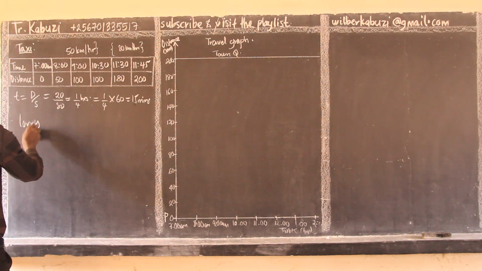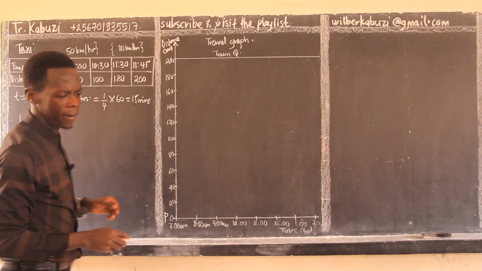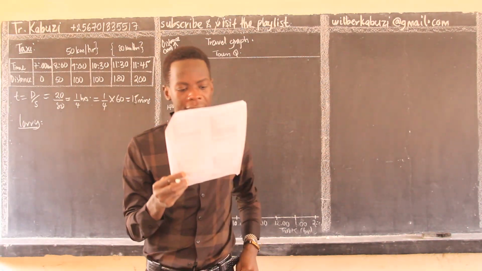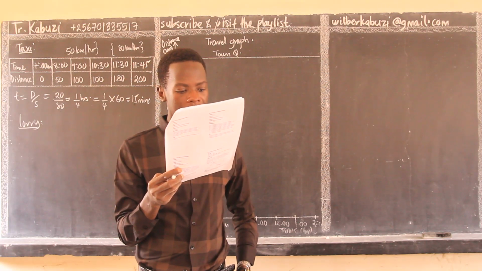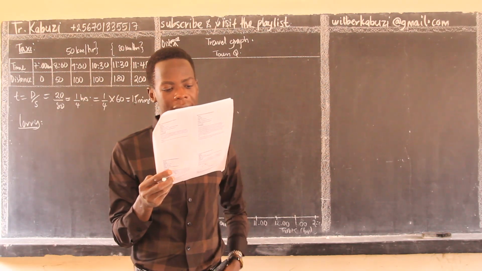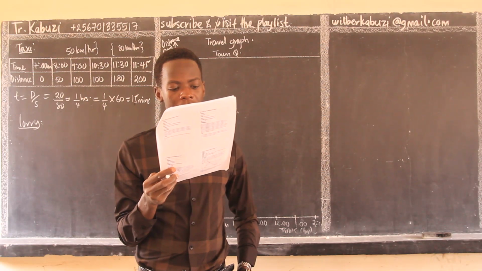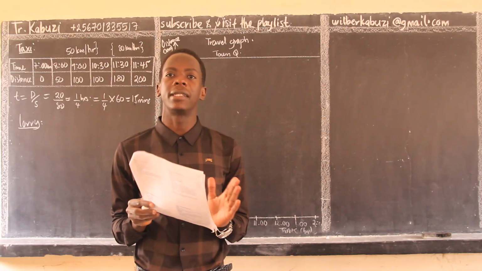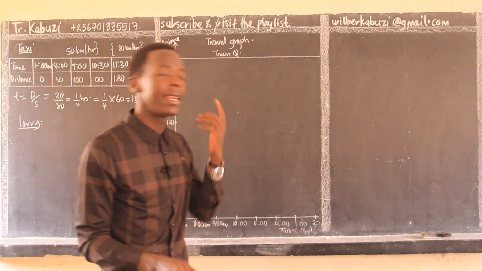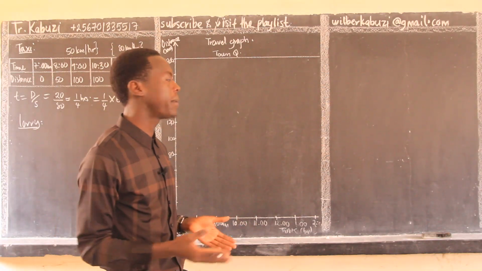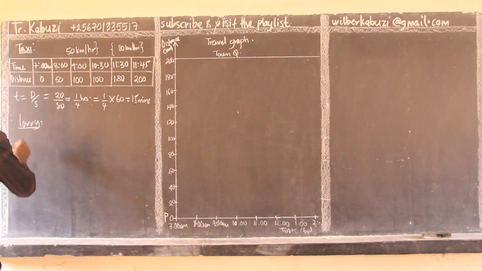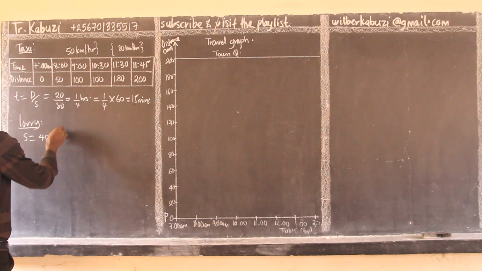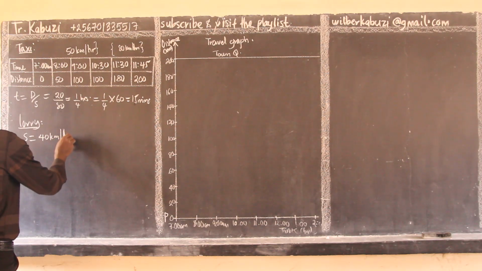But for it, they're telling us that it left town Q for town B, traveling non-stop at a speed of 40 kilometers per hour, meaning that for it, it's never stopped. So this one is very easy, because if there is no stoppage, you can easily calculate the time. So the lorry, remember, is covering at 40 kilometers per hour.